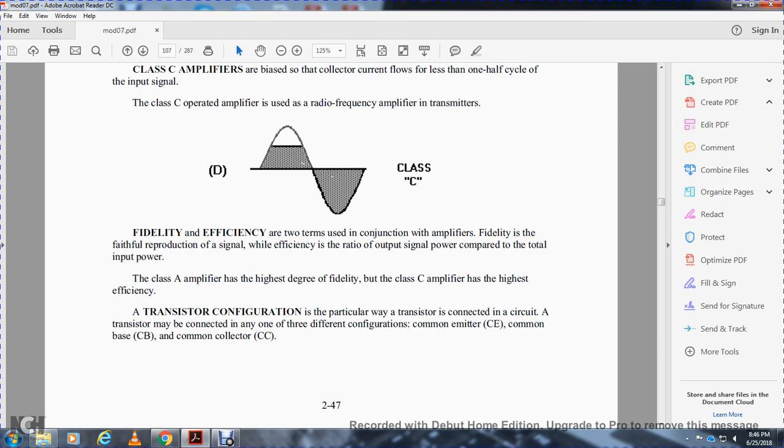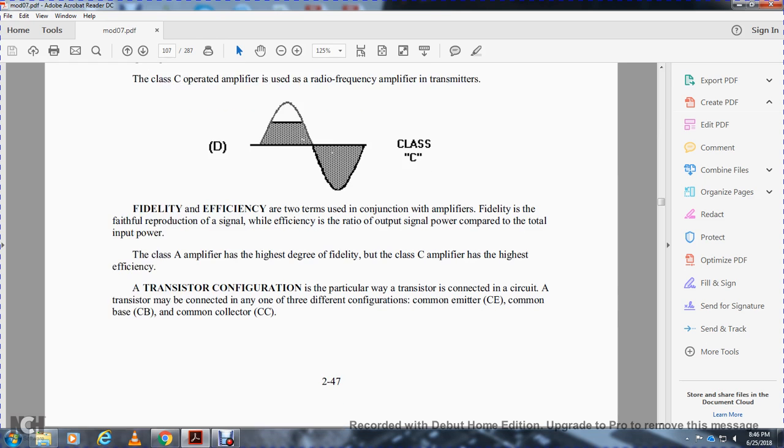Transistor configuration is particular to how the transistor is connected in a circuit. The transistor may be connected in one of three different configurations: common emitter, common base, and common collector.